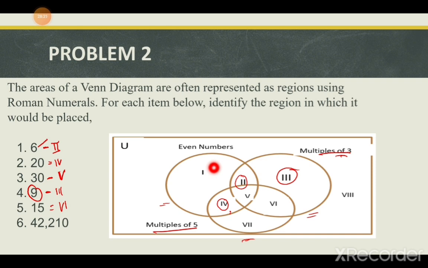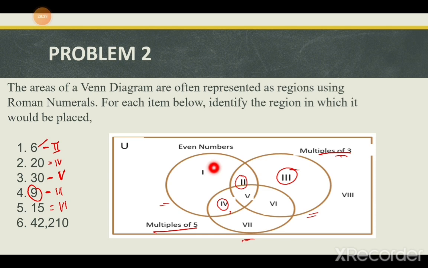Your 42 is an even number, but it is not exactly divisible by 5 and 3. Tama ba? Siyempre mali, di ba? Your 42 is divisible by 3.